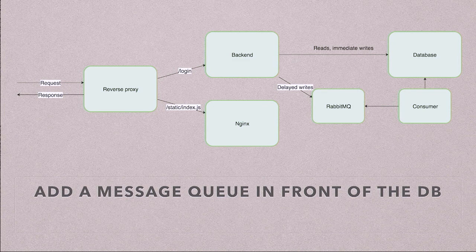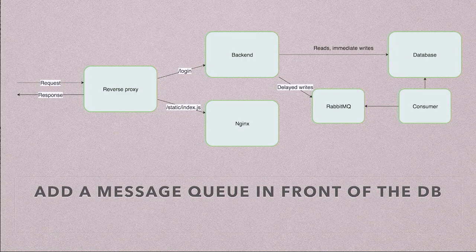But now the backend, instead of writing and reading directly to the database, reads from the database, but sends some of the writes to a message queue. The message queue I've put a RabbitMQ as an example. RabbitMQ is one of the most well-known message queues around, but you can put other things as well. And then there's a consumer, which is some application that reads messages from the RabbitMQ, and it puts them into the database.